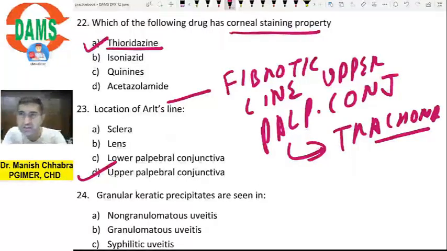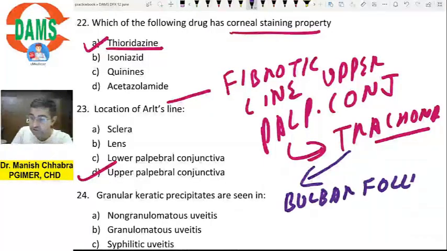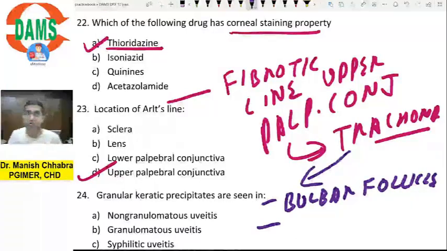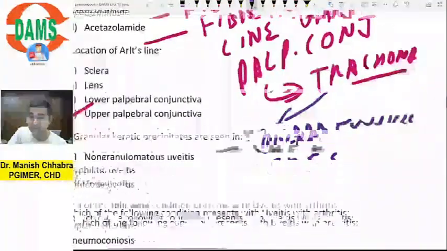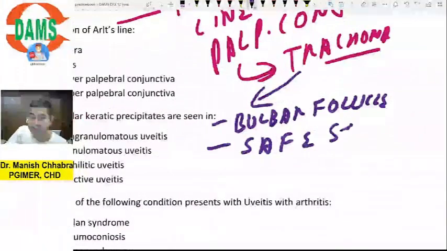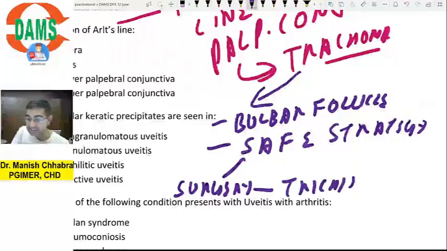Acha, what is the most diagnostic feature of chlamydia trachomatis? Most diagnostic feature of chlamydia trachomatis is presence of bulbar follicles, your previous year question. And if we talk about another important question, one strategy that is practiced in chlamydia is the SAFE strategy. So I am giving you potential questions plus your previous year question. SAFE strategy is followed, and what do you understand by SAFE? S for surgery. Surgery is done for which condition? Trichiasis. If trichiasis is not there, you go for entropion.